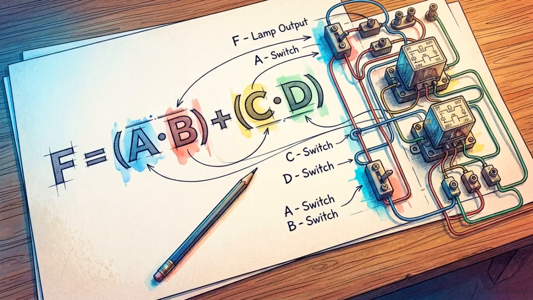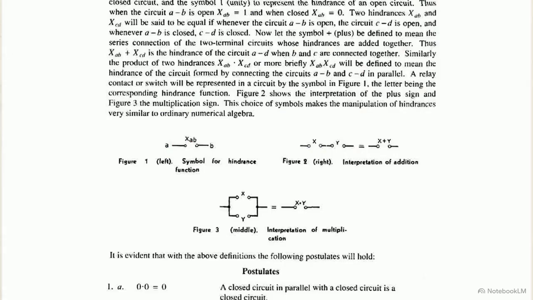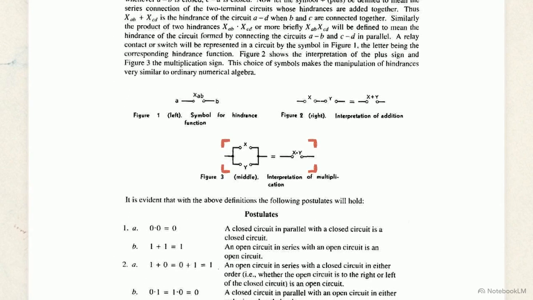In his 1938 paper, Shannon defines his first postulate with two switches, X and Y, in series. Current only flows if switch X and switch Y are both closed. This series connection physically represents a logical AND gate, or algebraic multiplication. Figure 2 shows the second postulate, a parallel circuit. The path splits. Current reaches the destination if switch X or switch Y is closed. This parallel connection is the physical equivalent of a logical OR gate, or algebraic addition.